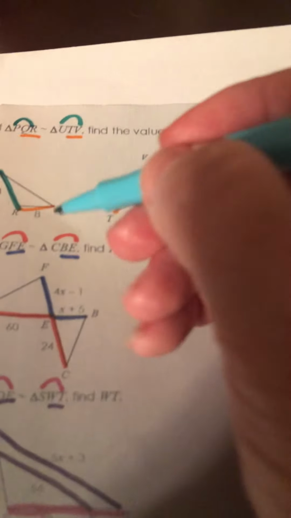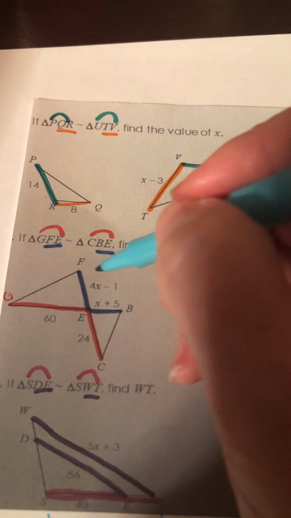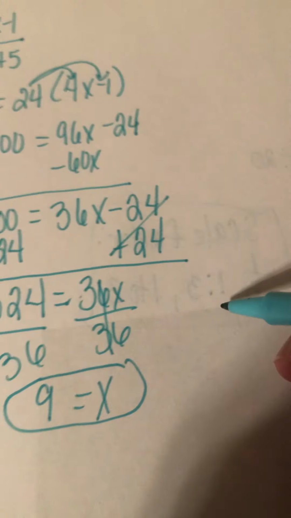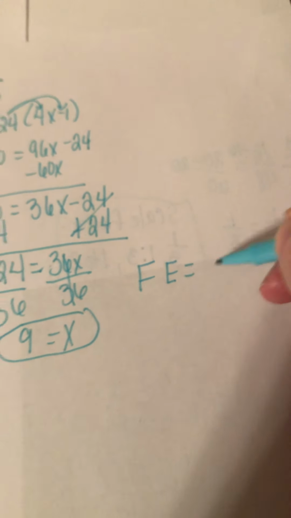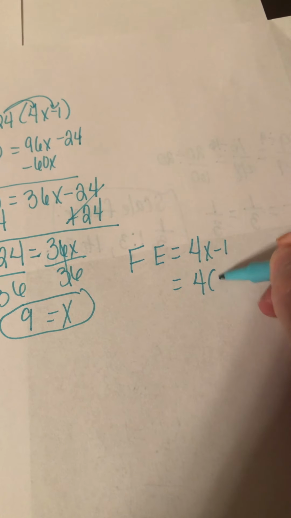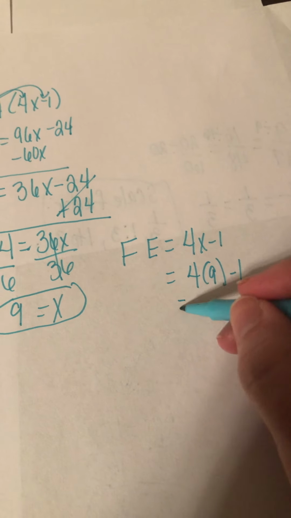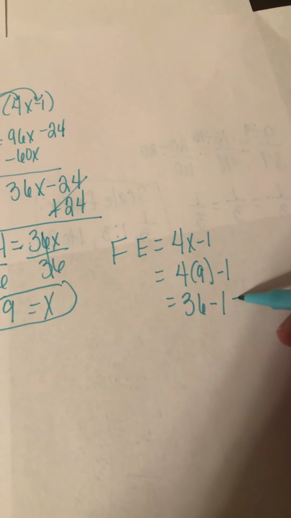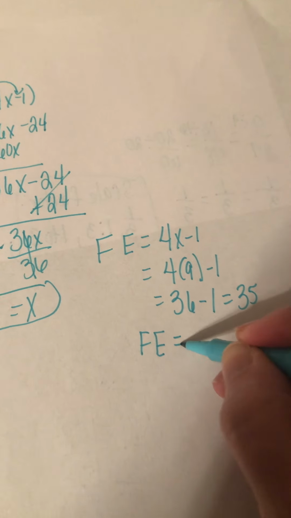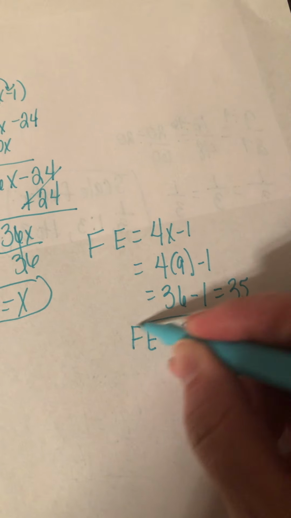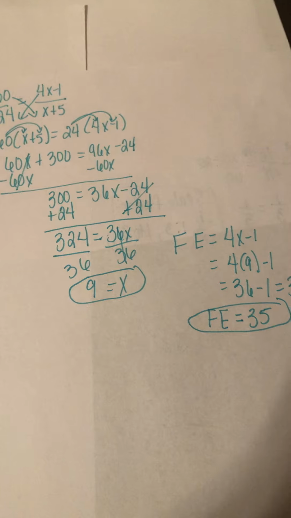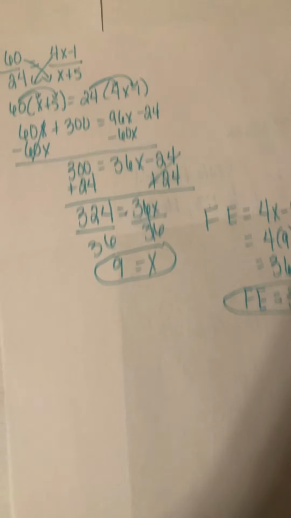The question is asking find FE. FE is right here, this top blue, which is 4x minus 1. So FE is equal to 4x minus 1, which is going to be 4 times 9 minus 1. So I'll have 36 minus 1, which is 35. So FE is equal to 35 units. So again, make sure you always read the question and answer the question. Don't just solve for x and quit.